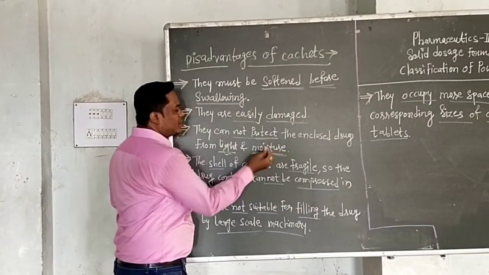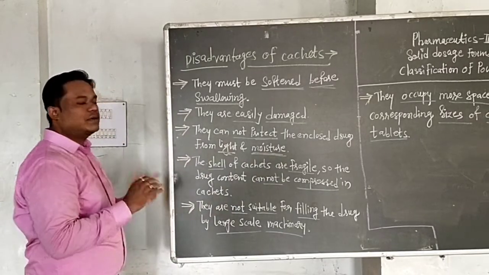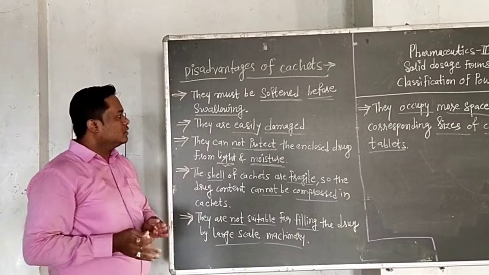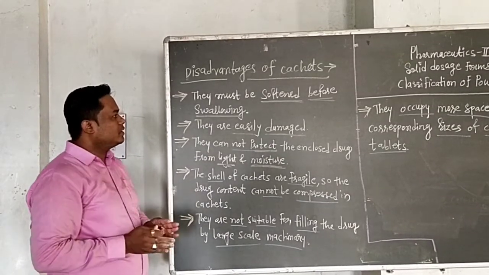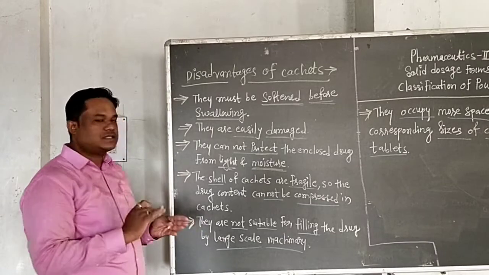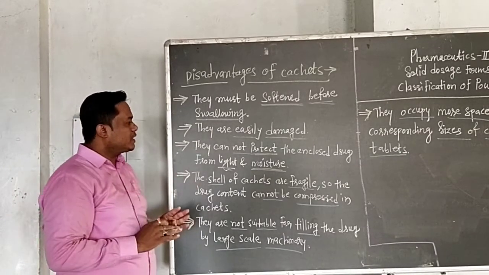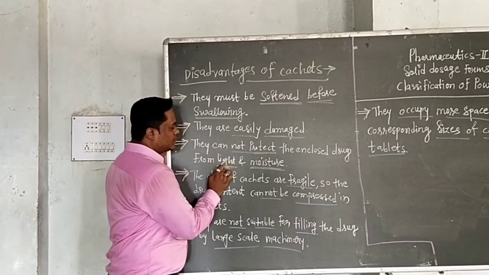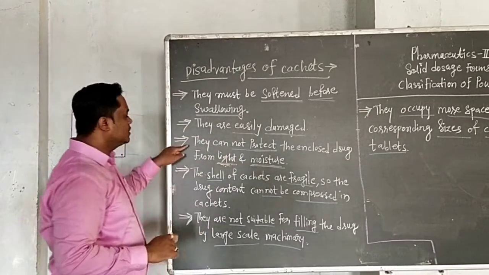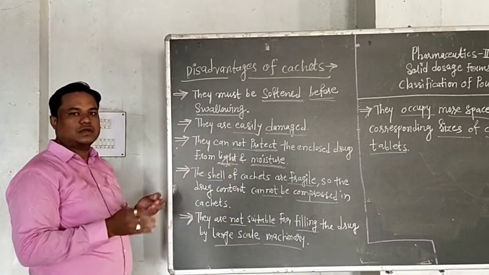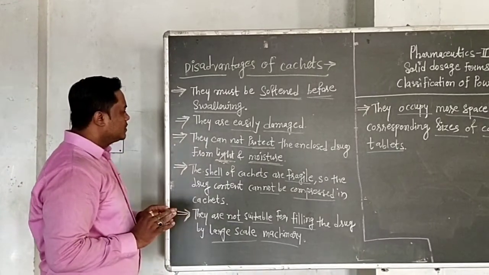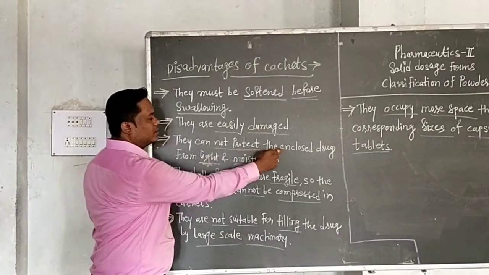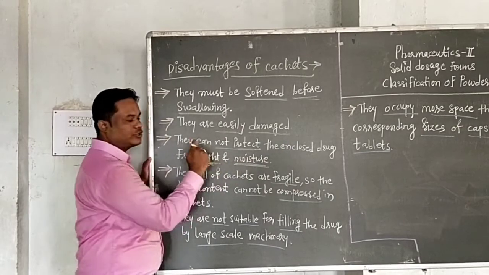And what is the reason? Because the cachets are prepared by pouring a mixture of rice flour and water, and the rice wafer is formed, and in this the drug is enclosed in cachets. Therefore, light and moisture can harm the cachets because it is made up from rice flour and water. Therefore, they cannot protect the enclosed drug from light and moisture.